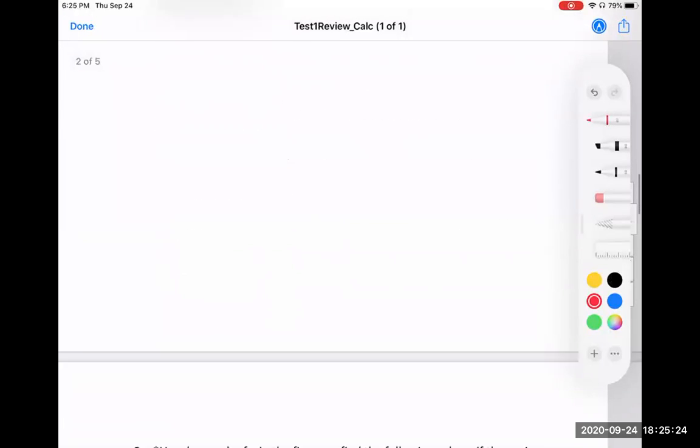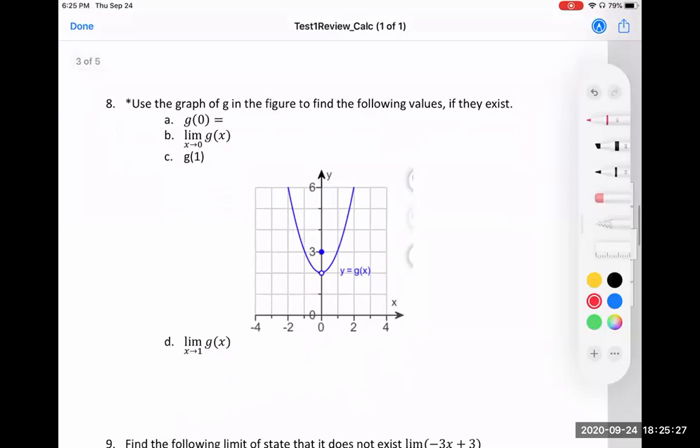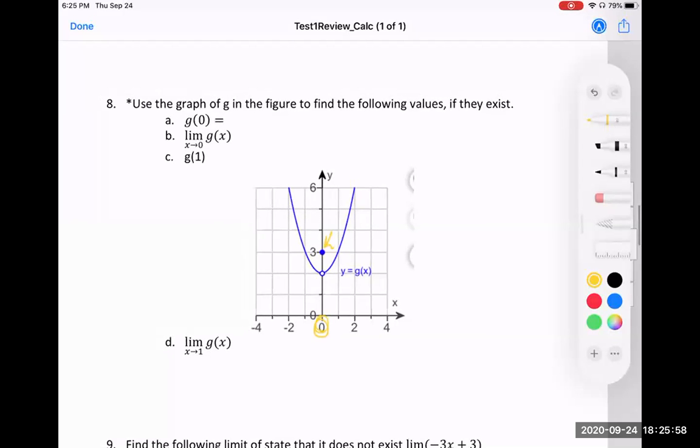Okay, next question on our list is number 8. These problems are like what you're going to see, but of course you'll see different numbers, different pictures, slightly different. Number 8 reads, use the graph of G in the figure to find the following values if they exist. All right, so G of 0. What is G of 0? At 0, we see that our value is 3. So our answer for that one will be 3.